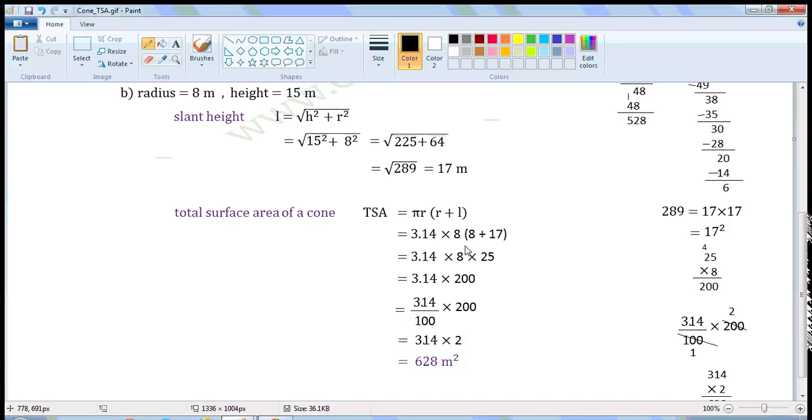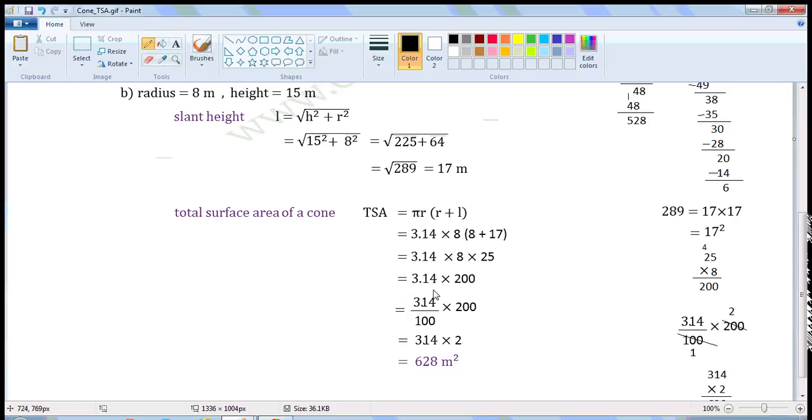Now we have to simplify this using BODMAS rule. So first we have to simplify the part of the expression within the bracket. 8 plus 17 is 25. So we can write it as 3.14 into 8 into 25. Now let us multiply 8 and 25 in the rough work. 8 into 5 is 40. Write 4 here, 0 here. 8 into 2 is 16. 16 plus 4 is 20. Write 20 here. So 25 into 8 is 200. So we can write it as 3.14 into 200.